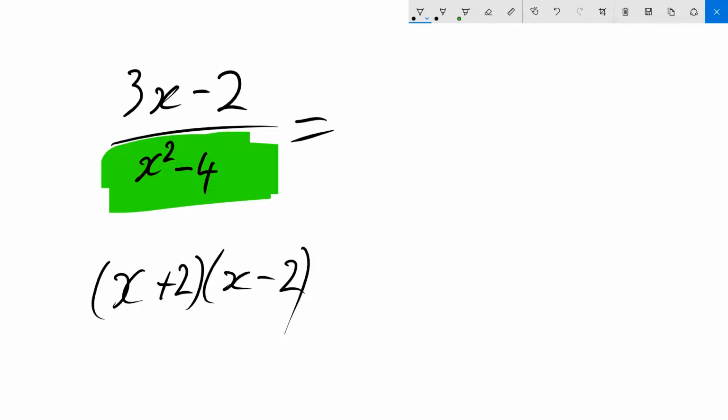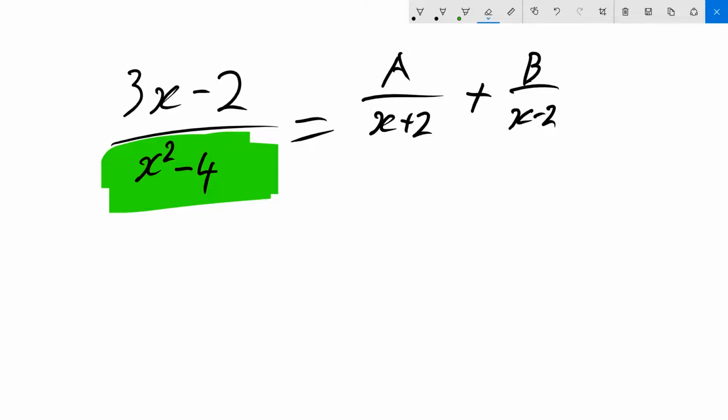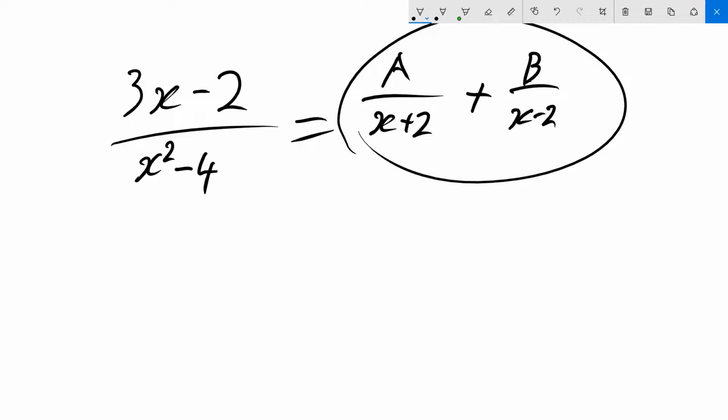So these two brackets now become separate denominators. So we have a over x plus 2, and we have plus b over x minus 2. And we get this, and this is what we're going to be solving for. We're going to solve for a and b using this. So first thing that we want to do is make this here have a common denominator. So it is equal to the denominator on this side.